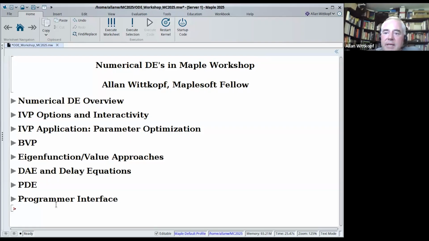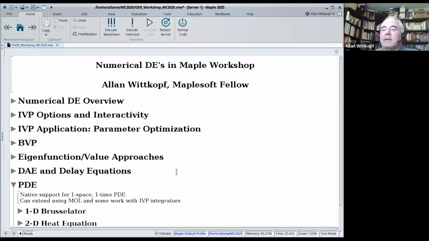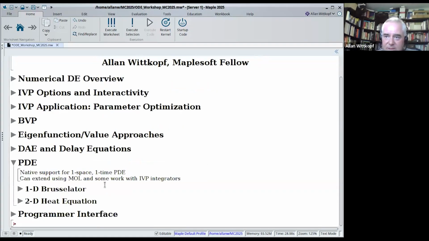I'm going to get into the last really large part of the presentation, which is PDEs, which deserves a bit of time. So we have native support, as I mentioned, only for one space, one time PDEs, but frequently that is not the case. People have higher dimensional PDEs that they have to deal with. You can still do these in Maple. It is a bit of extra work, but I'll show an example in here of how to do that.